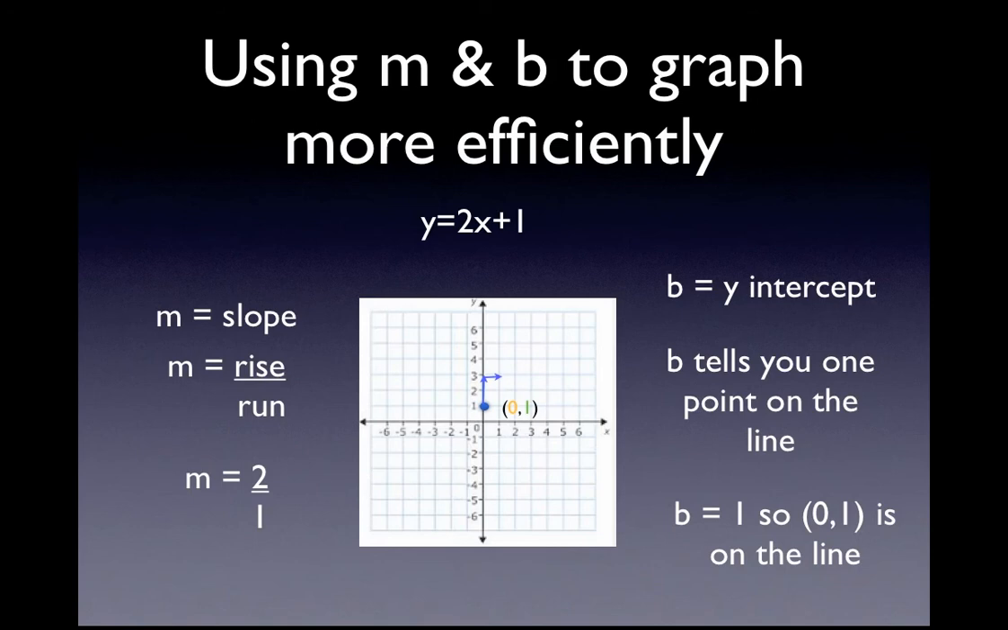It's like a set of directions of how to get to a second point on the line. After I've risen 2 and run 1, starting from the y-intercept, I get to a second point on the line, and that's the point 1, 3. I can rise and run again, rise 2, run 1, and I get another point on the line, 2, 5. And again, I can connect all of these points and see that that blue line is the graph of the line y equals 2x plus 1.